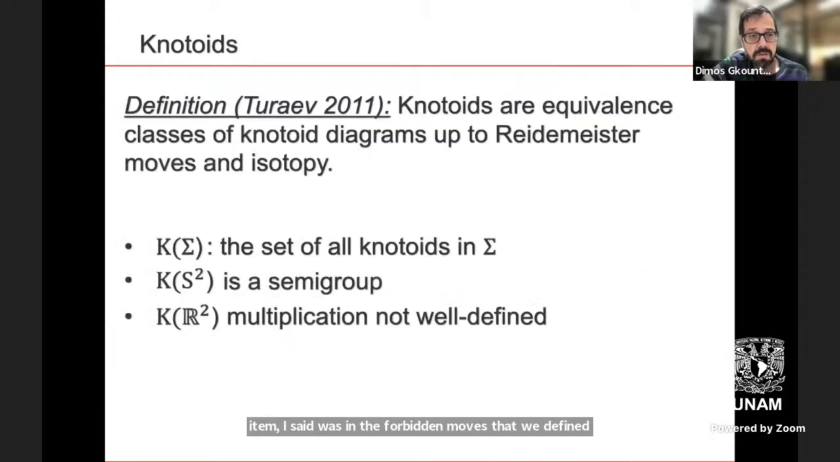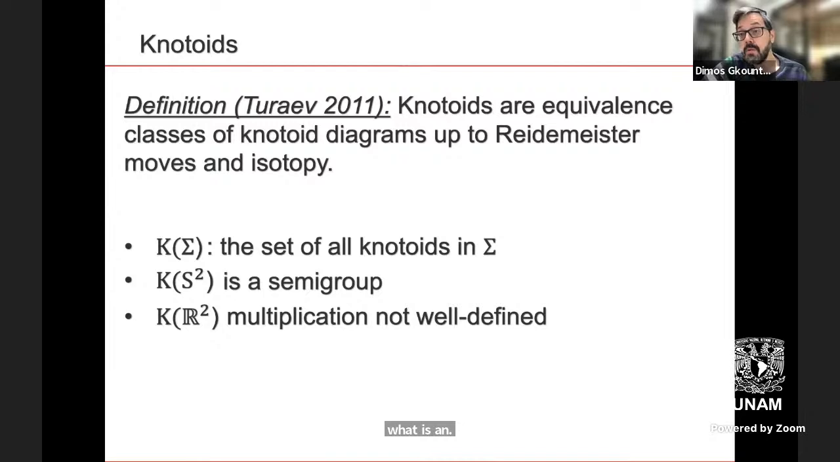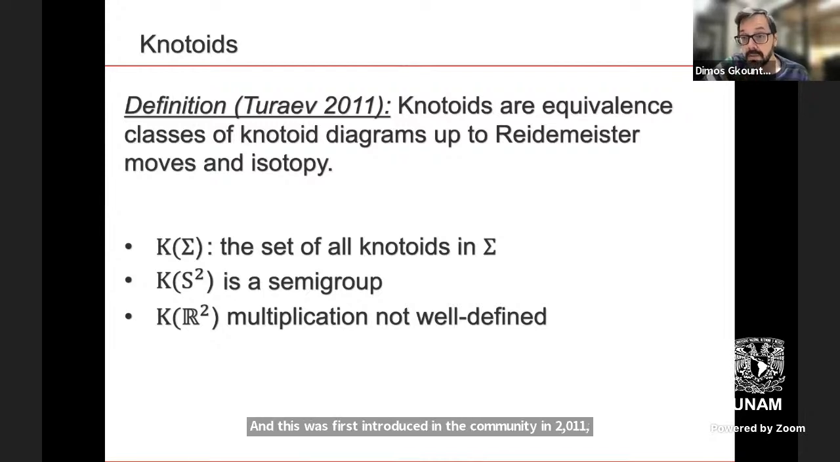Okay, so having this knowledge, we can go and define what is a knotoid. This was first introduced in the community in 2011 with a paper of Turaev called On Knotoids, and it has all of this information now. And knotoids, much like knots, are equivalence classes of knotoid diagrams up to the 4 Reidemeister moves, or 3, depending on if we work on the sphere or on the plane, and isotopy.